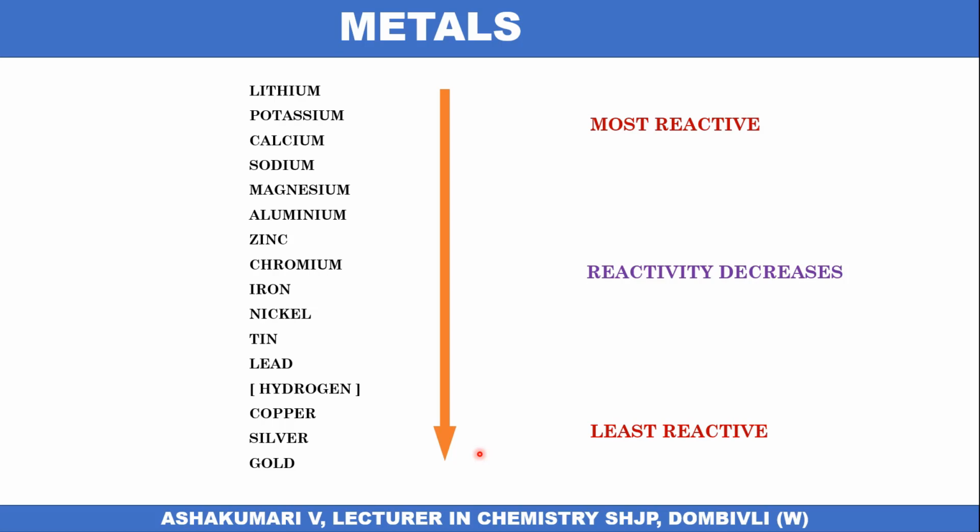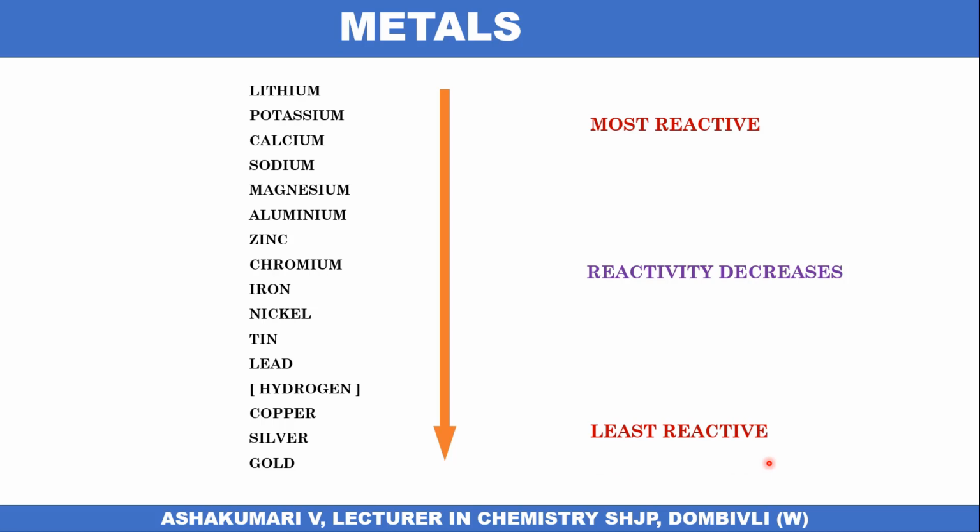Reactivity of metals is the tendency to attain a completely filled valence shell. We know that atoms of the metals lose electrons from their valence shell to form cation. When we observe this reactivity series, it is clear that metals on the top are most reactive and the metals on the bottom are least reactive.